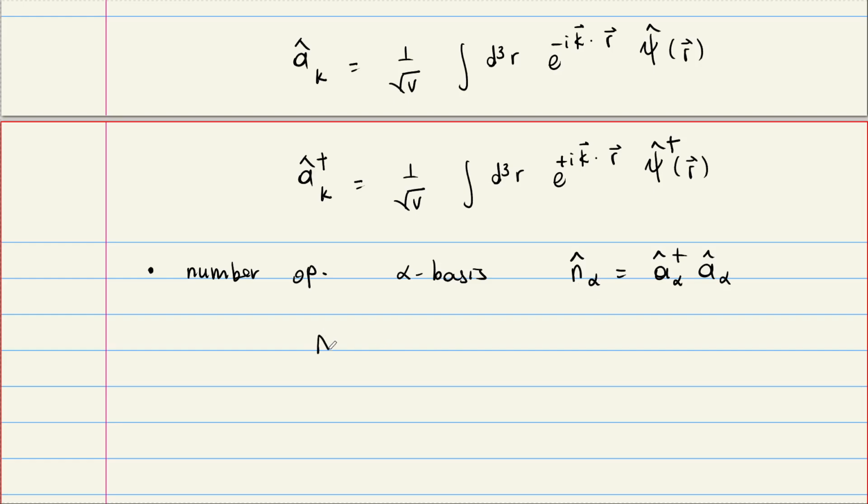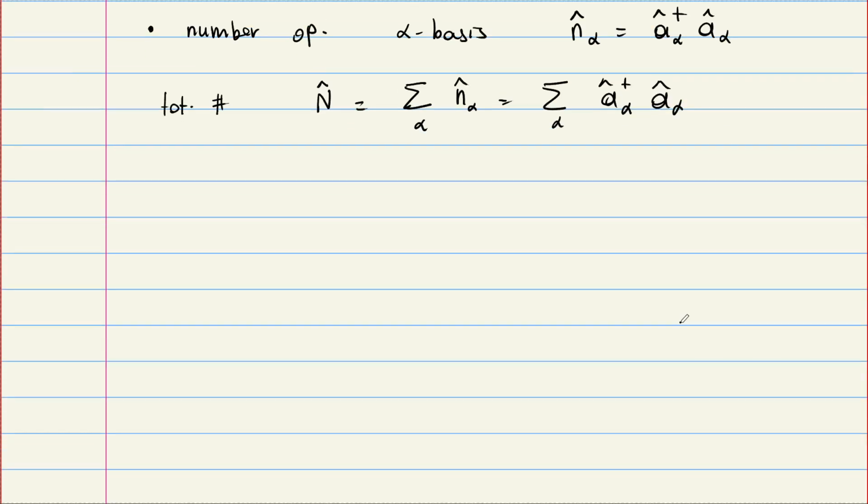And I can also define the total number operator. So the total number is N. I just sum over all states alpha, and this is the sum over alpha of A_alpha dagger A_alpha.